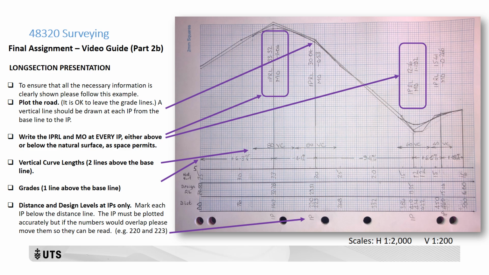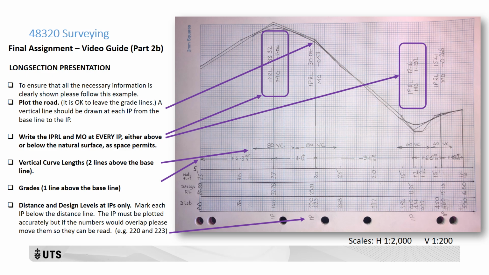Down in the written part, to avoid complications and because you've got the table done, we're only wanting you to mark the distance and design levels at each vertical curve IP. Write IP down below the line, please. Fill in the chainage and also mark in the design RL.